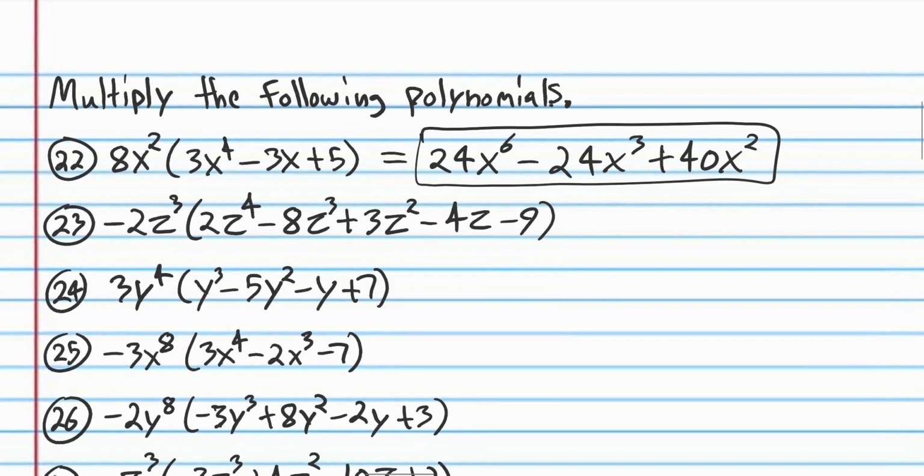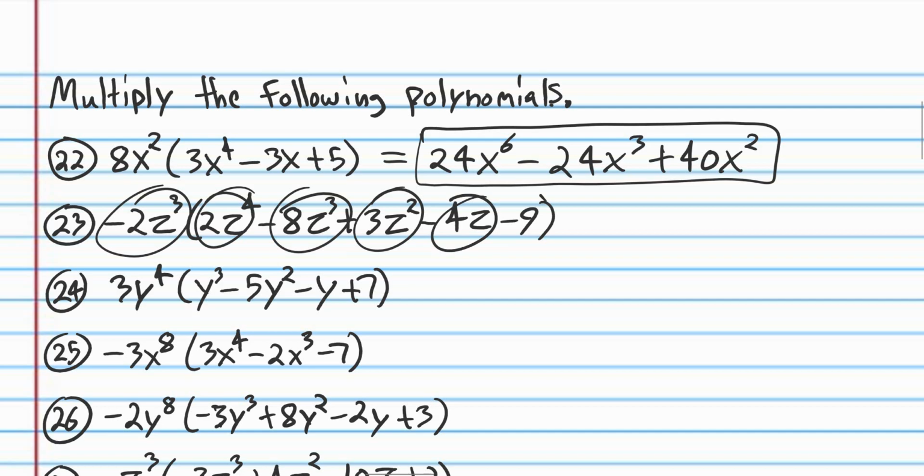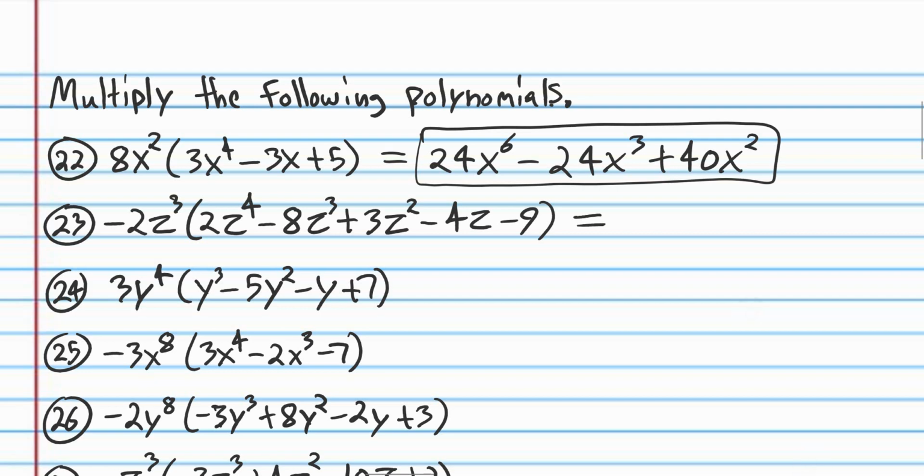So on to number 23. So again, we're going to multiply these two terms. Again, we're multiplying the monomial times this term, then times this term, then times this term, then times this term, and so on and so forth. So the principle is very easy. So negative 2 times 2 is negative 4. And z to the third power times z to the fourth power, you just add the powers to get z to the seventh. Again, we just multiplied these two terms.